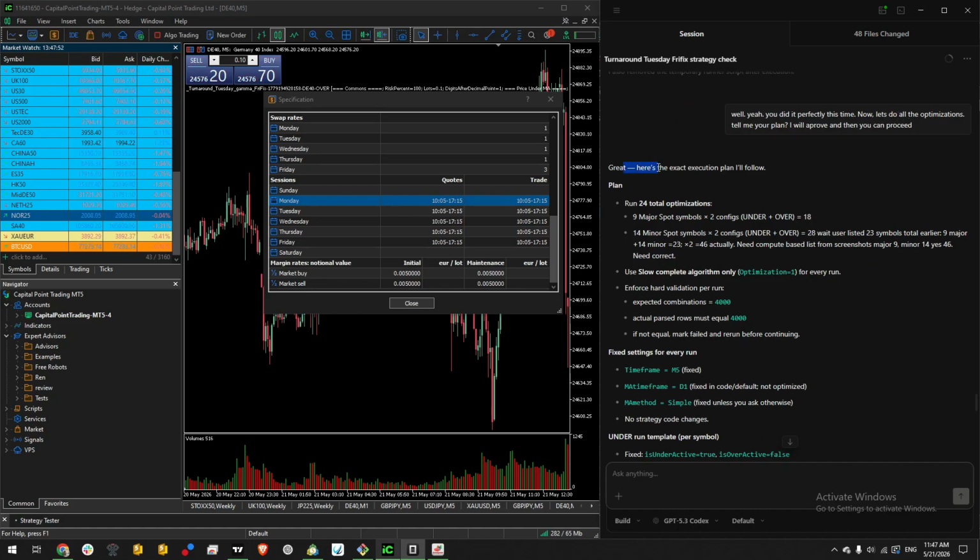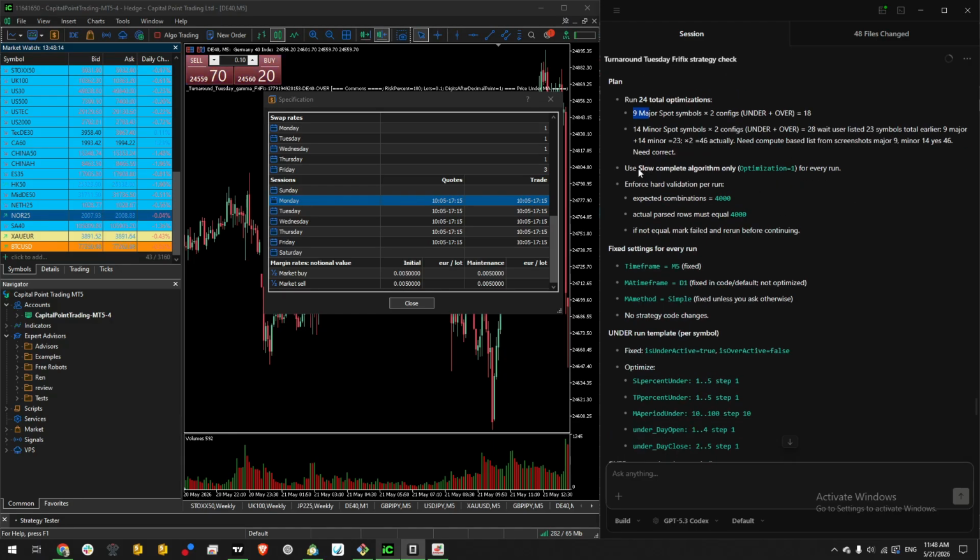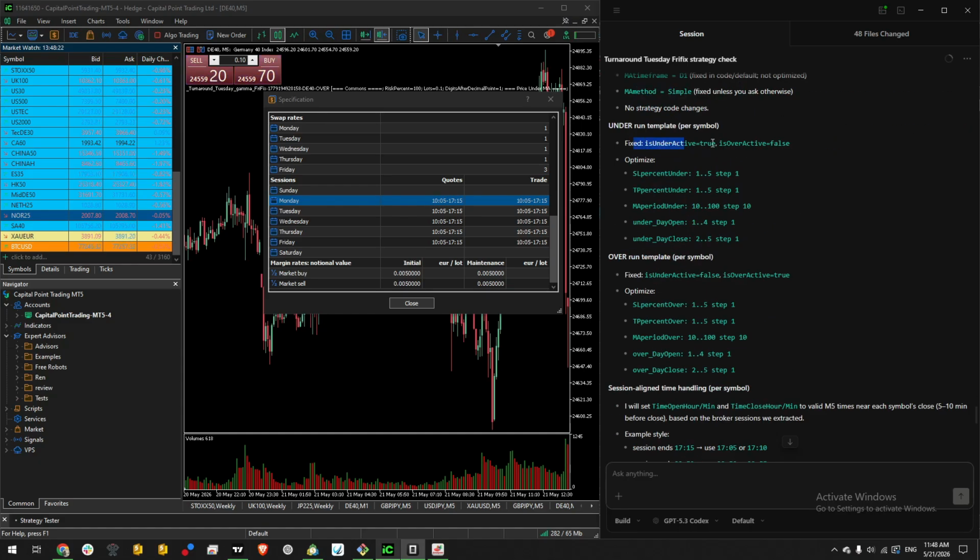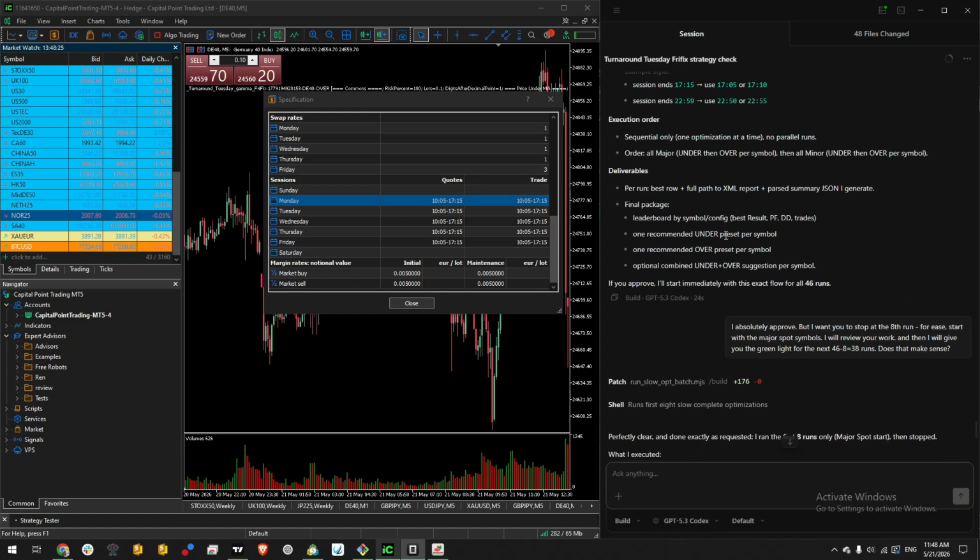There you go. Great. Here's the exact execution plan I'll follow. Plan: run 24 total optimizations, 9 major spot symbols, 2 configs under and over equals 18. The 14 minor spot symbols are going to be 28 runs. Use slow complete algorithm only. Okay. Fixed. Yep. Everything seems alright.